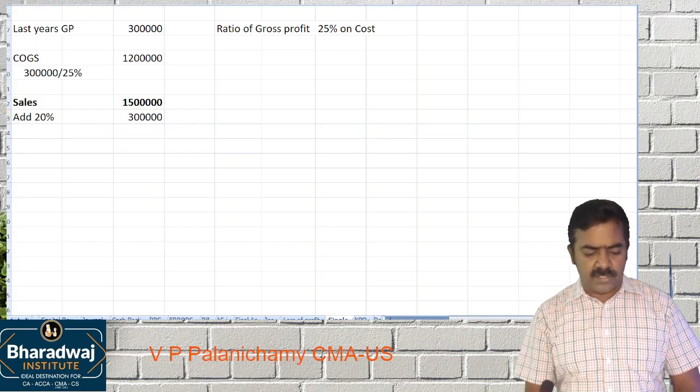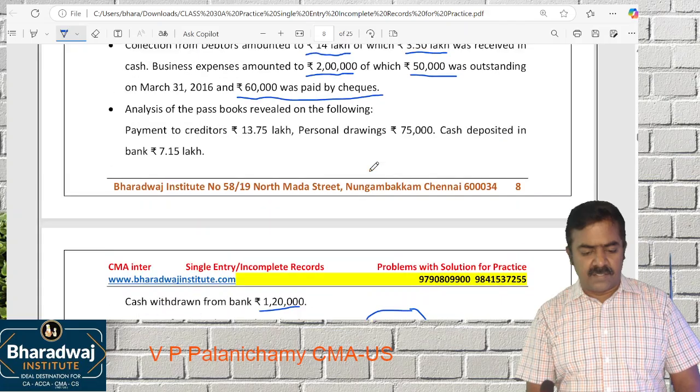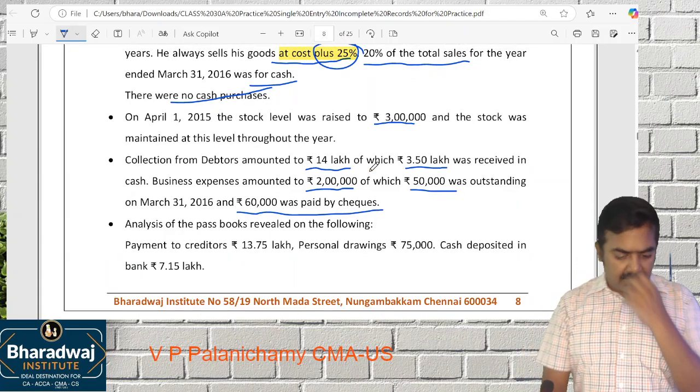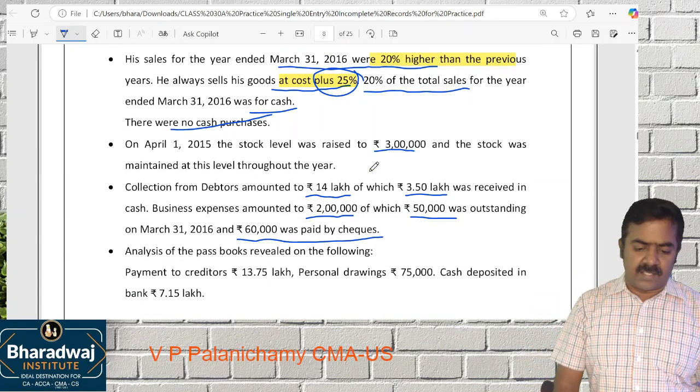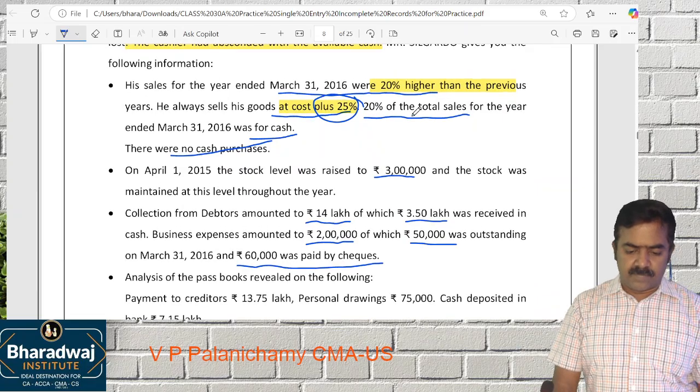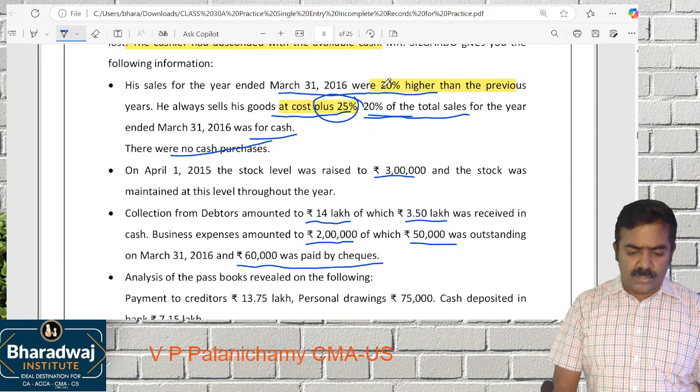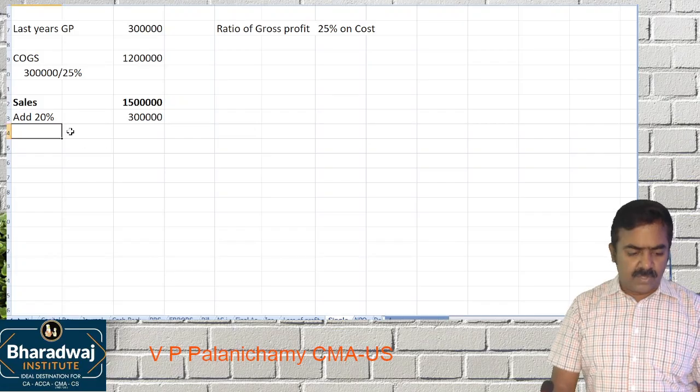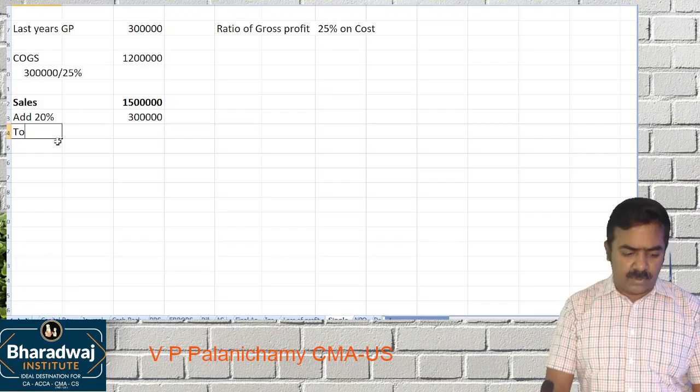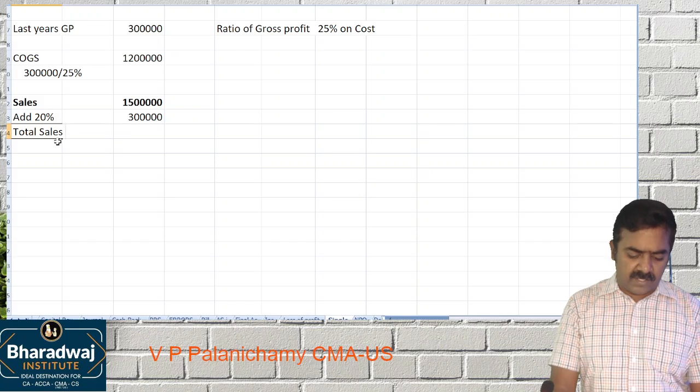Sales of the current year is 20% higher than last year. So 18 lakhs is the total sales. Total sales of the current year is 18 lakhs.